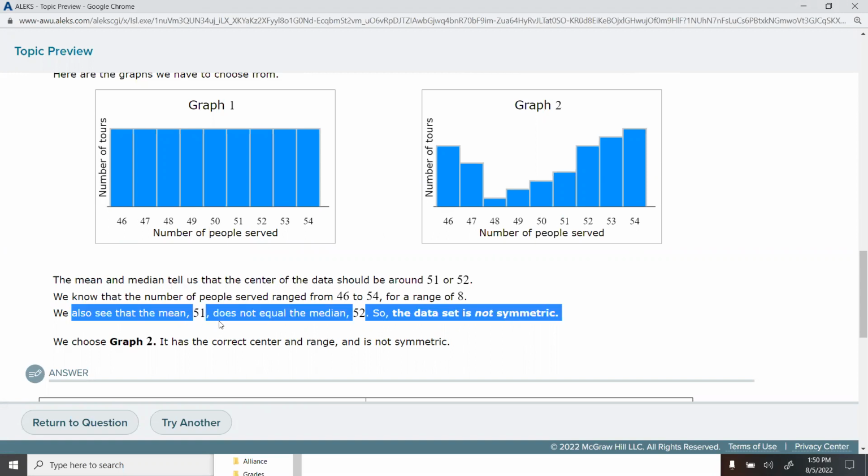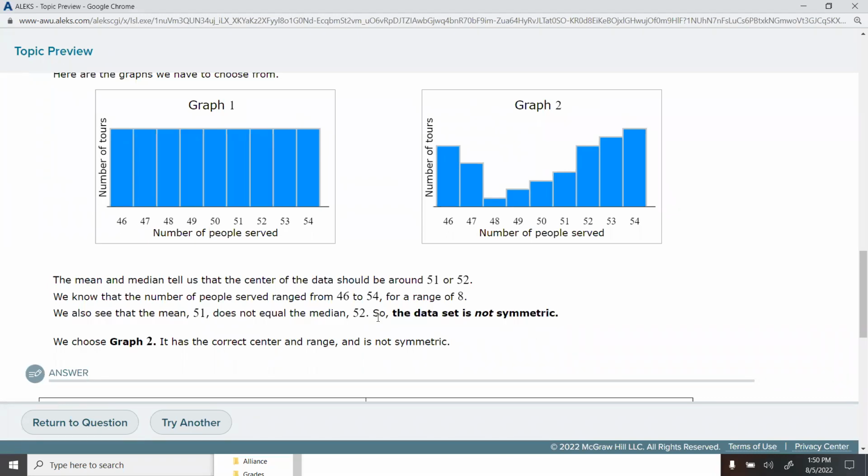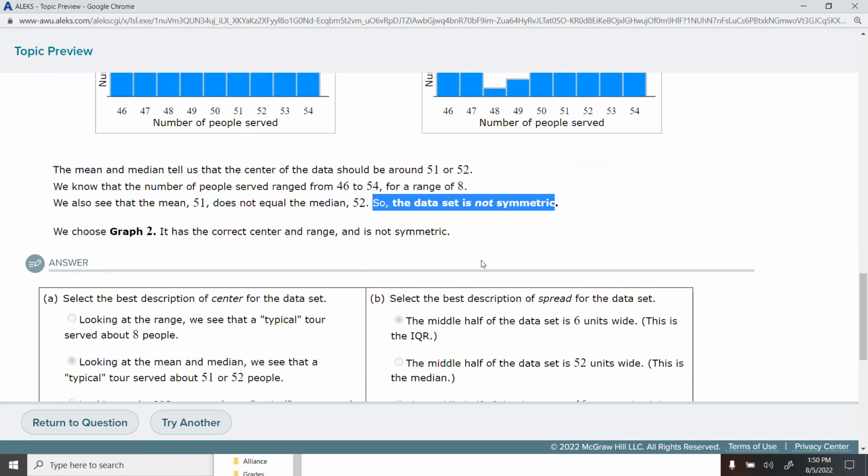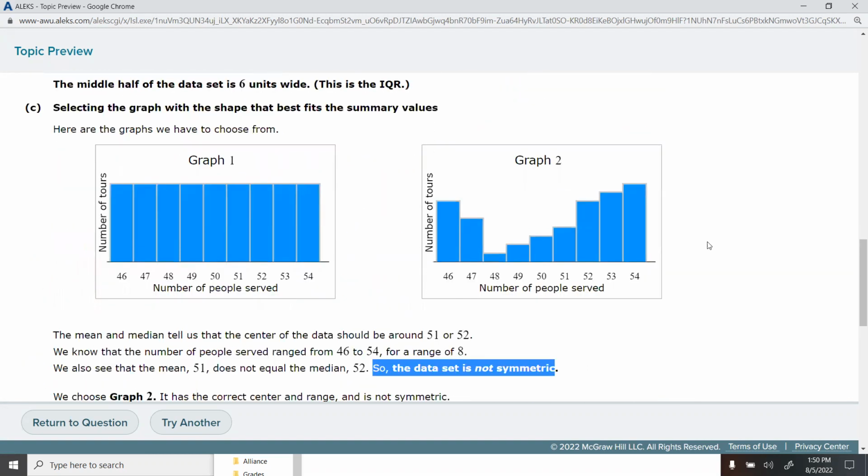Okay, we also see that the mean, 51, does not equal the median, 52. So the data set is not symmetric. So if the mean and the median were equal, the data set would be symmetric. Well, graph 1 is definitely symmetric. You slice it down the middle and both sides look like each other. Graph 2 clearly is not, so we're going to go with graph 2. Now, there's more we could say about graph 2, but that's maybe beyond the scope of this topic right here.